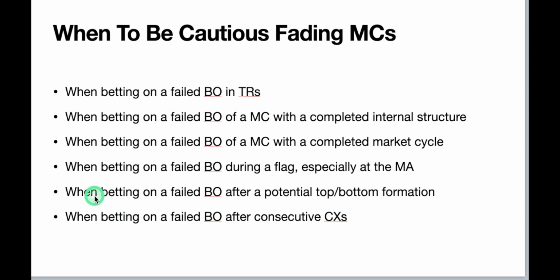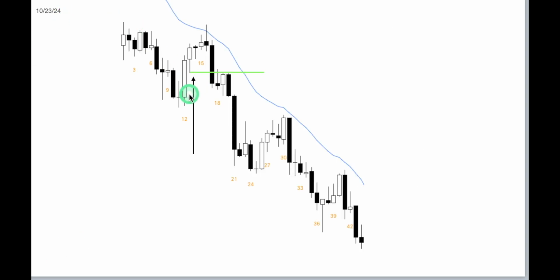The next option here is when betting on a failed breakout after a potential top or bottom formation. So here, for example, we have a 6-bar bull microchannel, but you can see the spike, the pause, and then 2 more pushes up. So we have a spike and channel all included in here, and we have the pause and second leg already. So when we have the pause and second leg all within the microchannel, it's technically already a type of top formation on a lower time frame. So you have to be more careful.